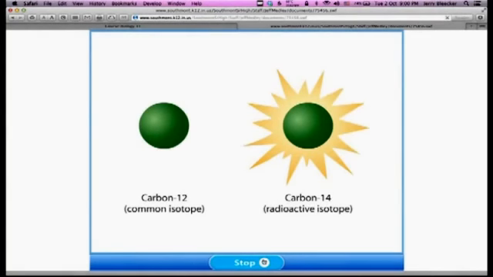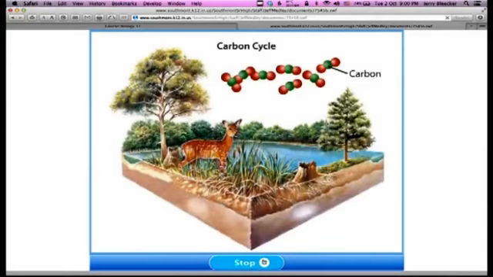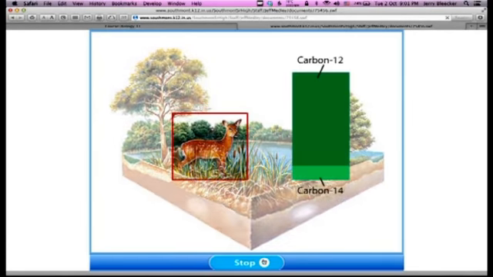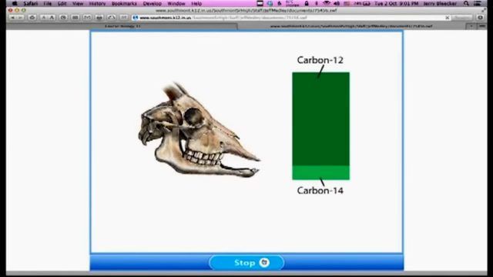Carbon exists as both carbon-12 and a radioactive isotope, carbon-14. Carbon-14 chemically behaves like all other carbon isotopes, so living organisms ingest and excrete it, and it becomes part of their living cells. The ratio of carbon-14 to carbon-12 in the atmosphere is stable, as is the ratio of the two isotopes in all living things, so long as the organism is living.